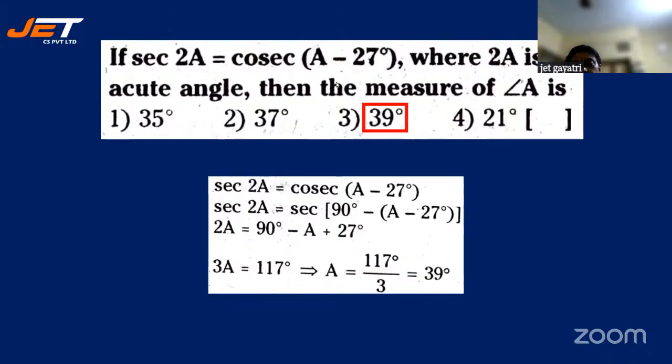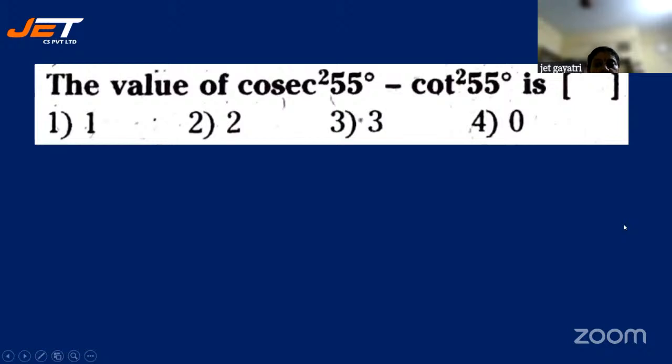So secant 2a, so you can just cancel the secant, whereby you get 2a is equal to 90 minus of a, minus into minus will become plus 27 degree. Right? So you're going to bring the a to the other side. We get 3a is equal to 90 plus 27 is 117, whereby a is equal to 117 by 3, which is 39 degree. Alright, students. So hope you would have understood with this sum. Let's see the next question.